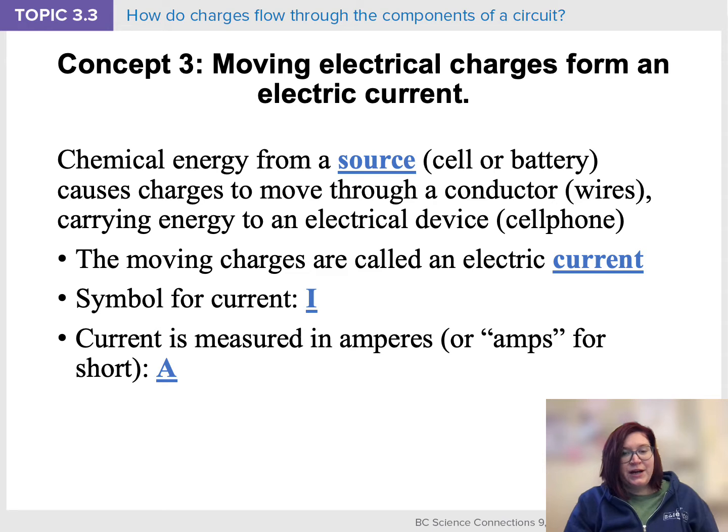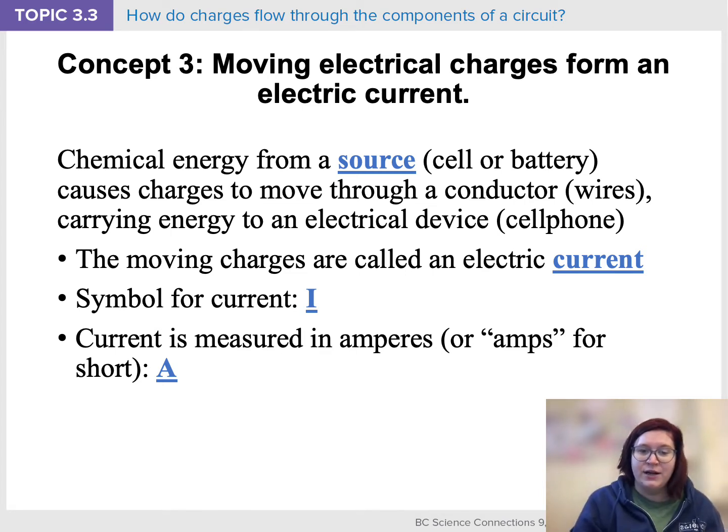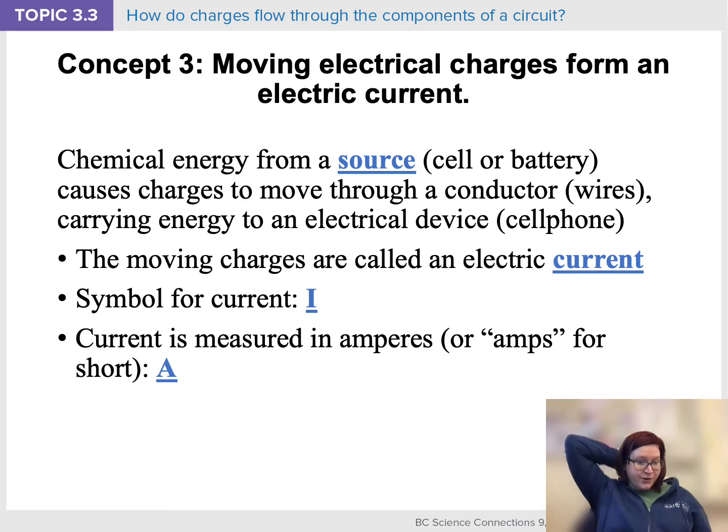So we learned about sources, cells or batteries, and how that can provide electrical charges to form electricity. Chemical energy comes from a source like a cell or battery and causes charges to move through a conductor, like wires, carrying energy to an electrical device, like your cell phone. The moving charges, the moving electrons in that wire, are called electric current. The symbol for current is a capital I, and current is measured in a unit called amperes, or amps for short, and its symbol is a capital A.